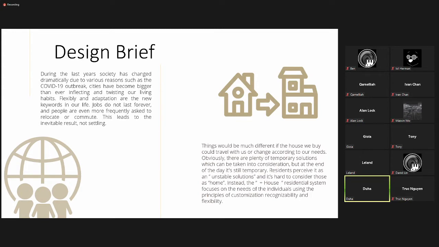Jobs do not last forever, and people are more and more frequently asked to relocate or commute. This leads to an inevitable result of not settling and losing the sense of a neighborhood. Things would be much different if the house we could buy could, for example, travel with us or change according to our needs. Obviously, there are many temporary solutions that can be considered, but at the end of the day, they are still temporary. Residents perceive them as unstable solutions, and it's hard to consider them homes.